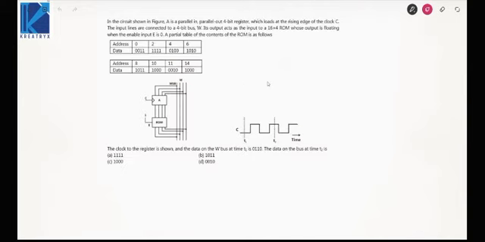Next problem. In the circuit shown in the figure, A is a PIPO register which loads at a rising edge of the clock. The input lines are connected to a 4-bit bus. So this is a PIPO register.